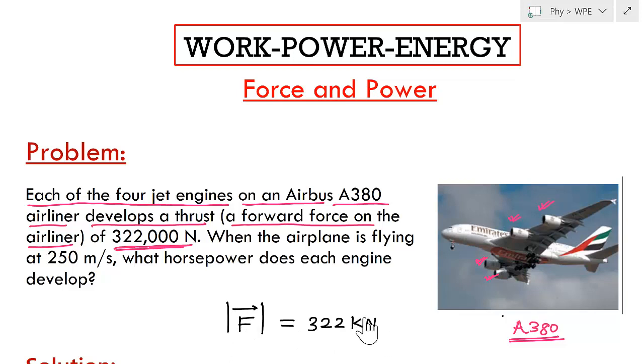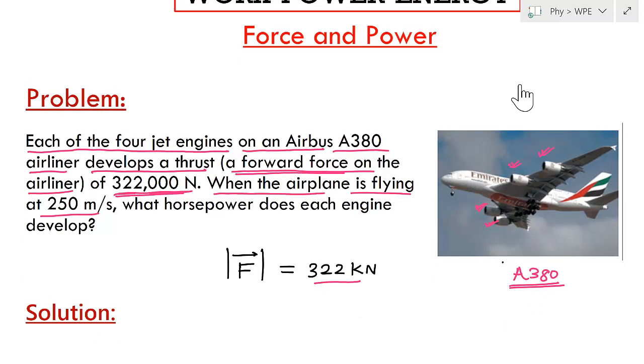Now this force will act in the forward direction. The question also says this force is acting in the forward direction, which is a forward force on the airliner. So on this airplane a forward force is acting, and the magnitude is given and the direction is also given. Now the next part of the question says when the airplane is flying at a speed of 250 meters per second. So the speed of the airplane is given, and that is nothing but the magnitude of velocity, that is 250 meters per second.